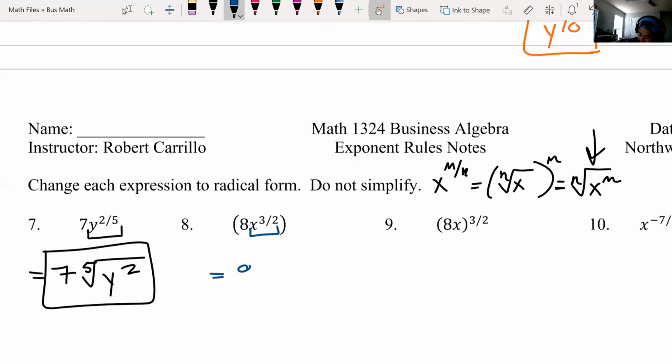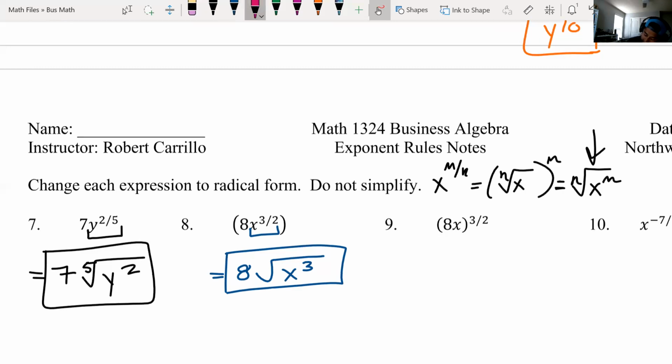So this becomes 8. And again, we're going to that final form, which means you'll get the square root of x cubed. Now remember, the square root, you could put a 2 there, but that symbol has always been known as the square root. So we know there's a 2 in there, but we don't have to write it. So that's done.